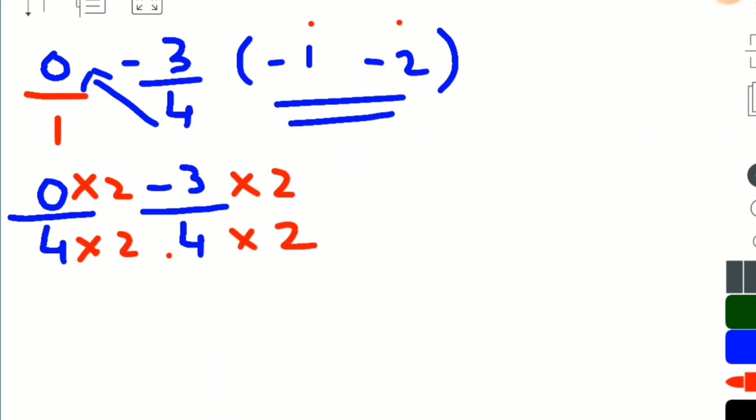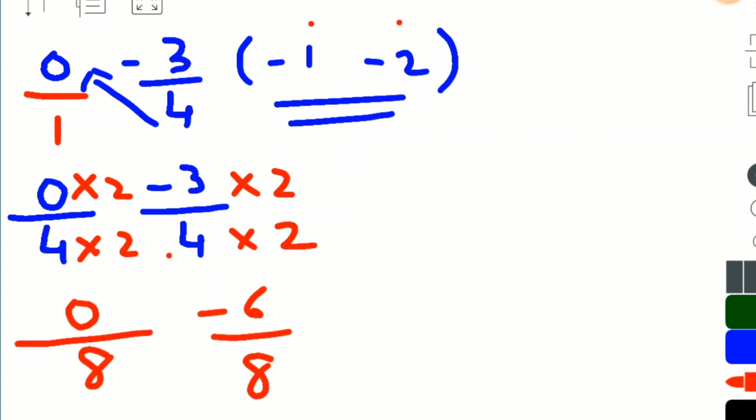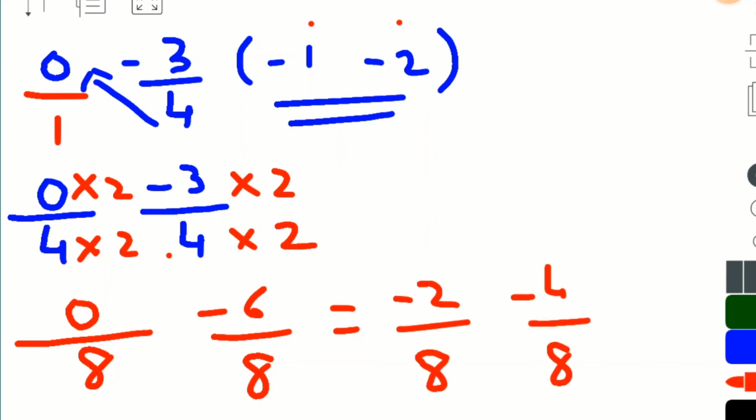So here you will get answer as 0 upon 8 and minus 6 upon 8. Now we will check how many numbers are there between them. There is minus 1, minus 2, minus 3, minus 4 and minus 5. So many numbers are there, so we can take any of the numbers as our answer. We will take minus 2 upon 8, minus 4 upon 8 and minus 5 upon 8. Hope you are understanding this concept and this practice set 23. Rest questions are based on this type only.